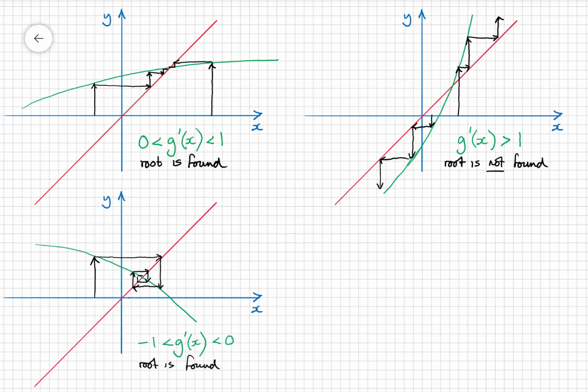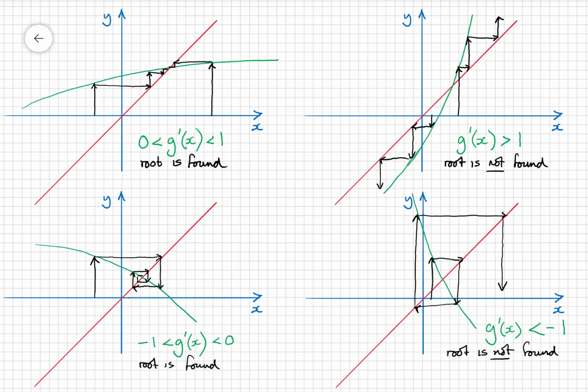Then the next case is if you've got a negative gradient to your curve, and yet it's quite a shallow negative gradient, then you get one of these cobweb diagrams, where you get results just above and just below, but gradually getting closer and closer to the root of the equation. But if that negative slope is much steeper, well, then the root won't be found. You can get one of these cobweb diagrams again, but this time it's expanding, it's getting bigger and bigger and never arriving at the root that you're looking for.